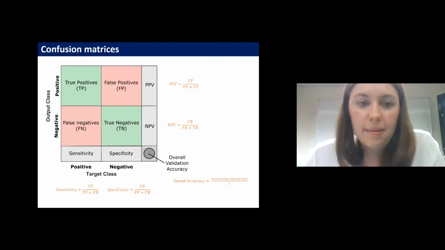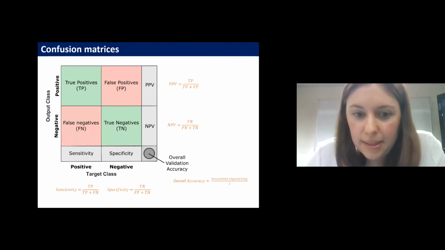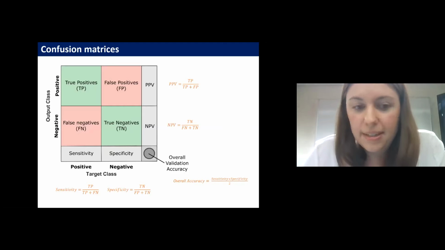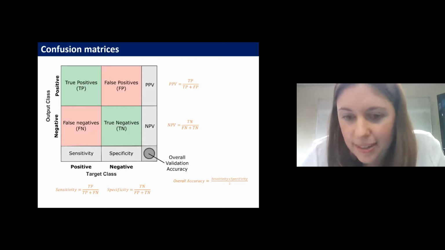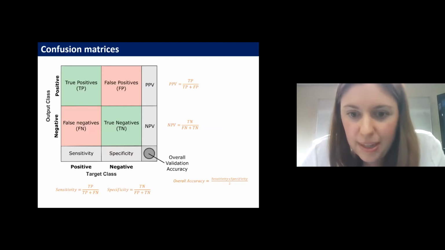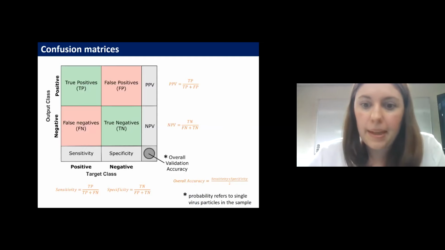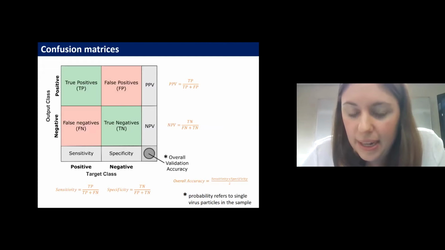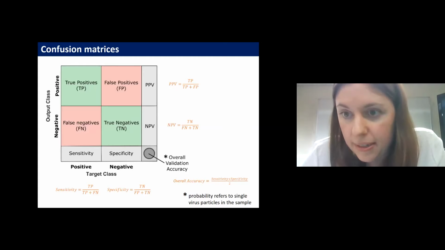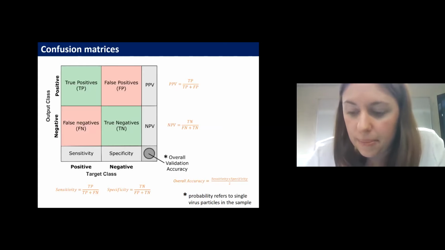is working, as well as a measure of the sensitivity and specificity, where sensitivity is essentially the number of positive cases who actually test positive, and specificity is negatives who test negative. And then in the bottom corner there, we have the overall validation accuracy, which is the balance accuracy of the results. Also, just to point out that the overall accuracy that we get is the probability referring to single bounding boxes or single virus particles in the sample rather than to the whole sample itself.